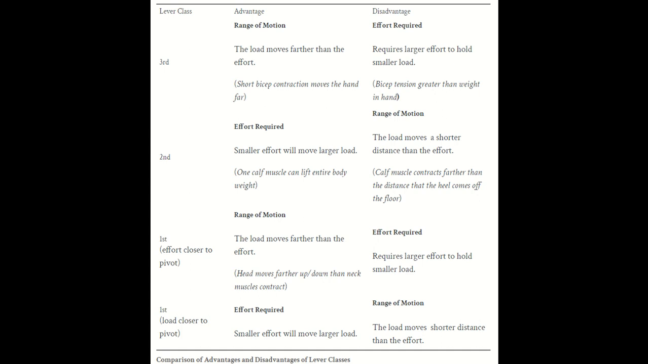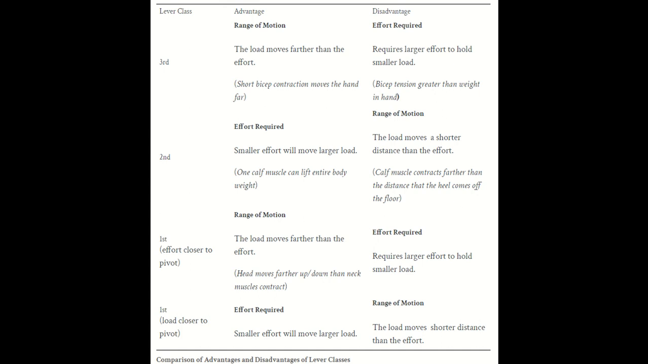Effort is required, but while the range of motion is an advantage, the disadvantage would be that there is effort required. It requires larger effort to hold a smaller load, such as the bicep tension being greater than the weight experienced from holding the ball. Second class example, an advantage would be the effort required, such as a smaller effort will move a larger load, like when one calf muscle can lift the entire body's weight.